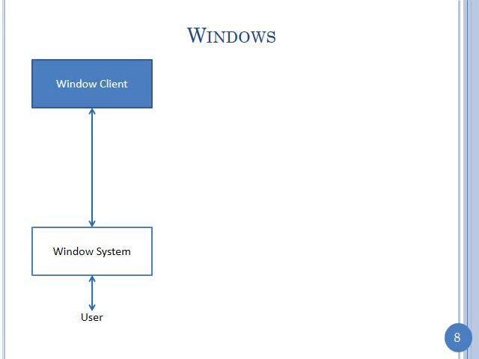Now, depending on the toolkit, if you're AWT, you will use operating system windows. If you're Swing, you'll create your own windows on top of the operating system. So whether the window is provided by the operating system or by the language, that's orthogonal here.